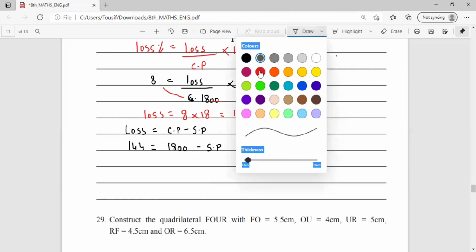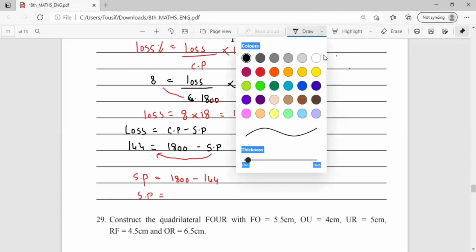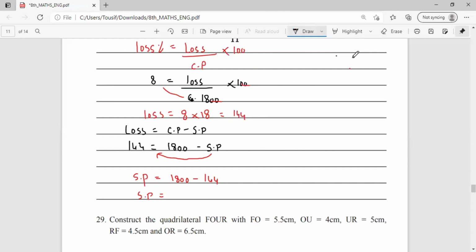Okay, just transpose a few of the values. So bring selling price to the left hand side. Negative becomes positive, is equal to 1800 minus 144. Just subtract it. So selling price is equal to 1800 minus 144, which will give the value as rupees 1656. That is the selling price.